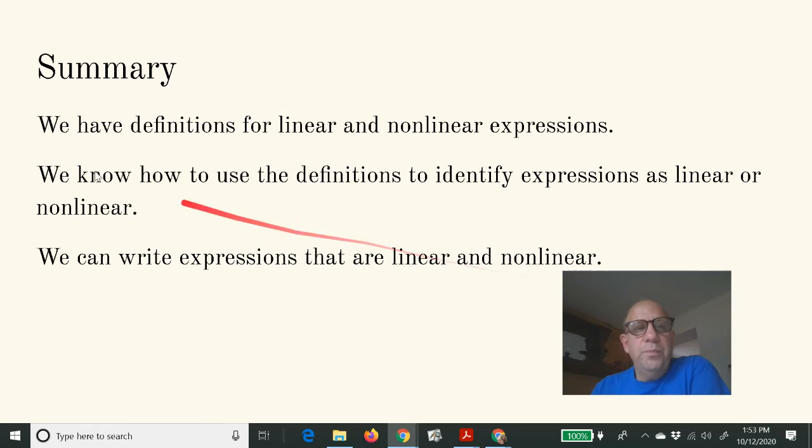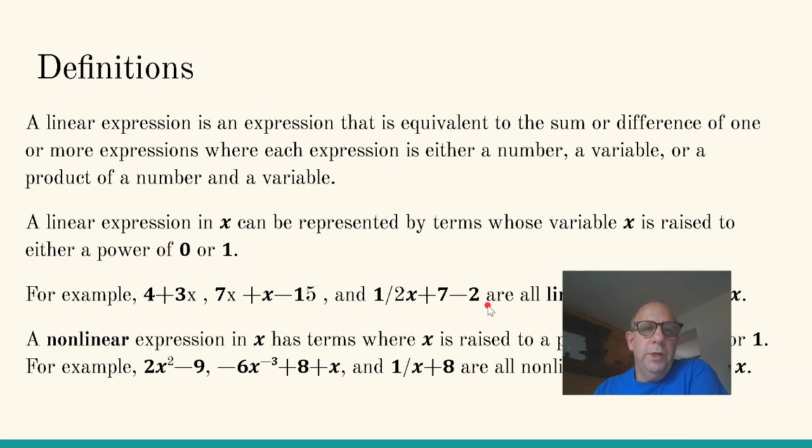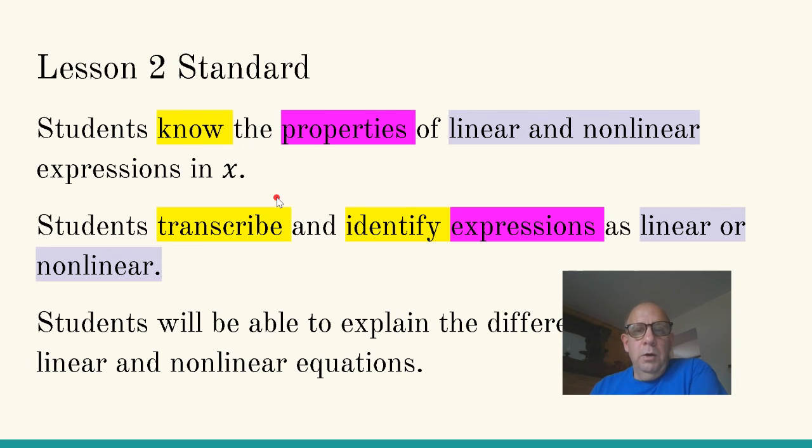Okay. All right. So we have definitions for linear and nonlinear. We know how to use the definitions to identify linear and nonlinear. We can write the expressions as linear and nonlinear. So the definition for linear and nonlinear is if the terms are all to the power of 0 or 1, then it's linear. Anything else is nonlinear. So I can identify which ones are linear and nonlinear, or I can write my own. Okay. An expression that is equivalent to the sum or difference of one or more expressions where each expression is either a number or a variable or a product of a number and a variable. So a number like 3, a variable like x, or a product like 3 times x. As long as x, the variable, has a power of 0 or 1.